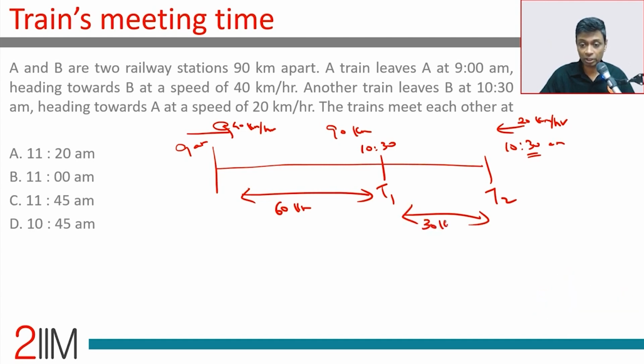How would we get 30 kilometers apart? Out of 90, 60 A has traveled. Train 1 is traveling at 40. Train 2 is traveling at 20. So the relative speed is 60 kilometers per hour. They have to travel 30 kilometers. They'll meet somewhere here. They'll meet after half an hour. 30 kilometers by 60 kilometers per hour is half an hour. Half an hour after 10:30, 11 a.m.